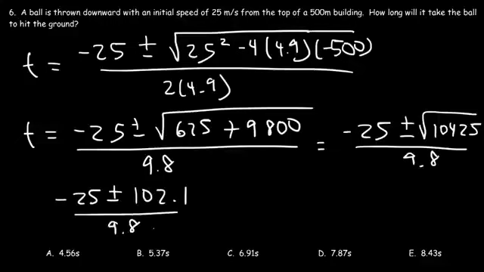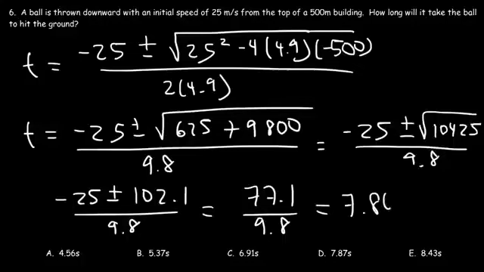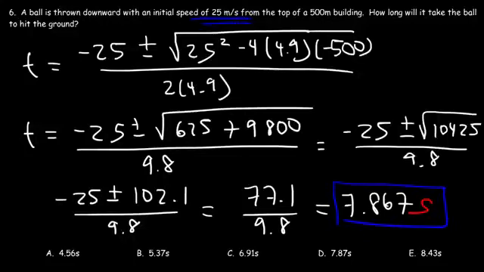Now there's two possible answers. We can do negative 25 minus 102.1, and that's going to give us a negative number, or we could do negative 25 plus 102.1, and that's going to give us a positive value. Now since time can't be negative, we're going to choose the positive answer. Negative 25 plus 102.1 is 77.1. And then let's divide that by 9.8. And so this is equal to 7.867. So that's how long it takes for the ball to hit the ground if it's thrown downward with this initial speed. So D is the answer.